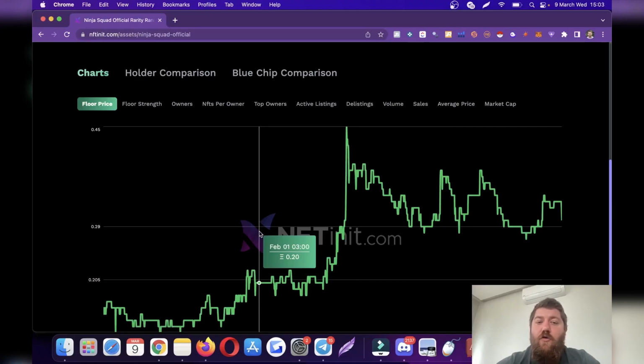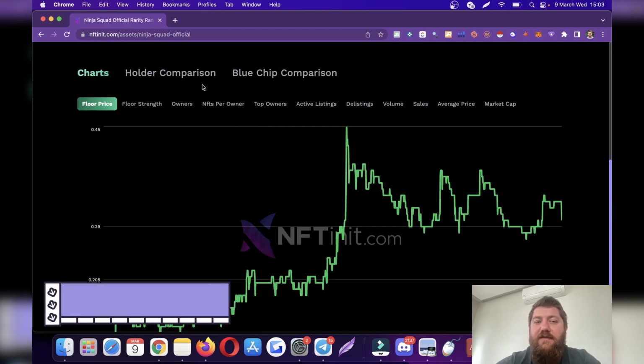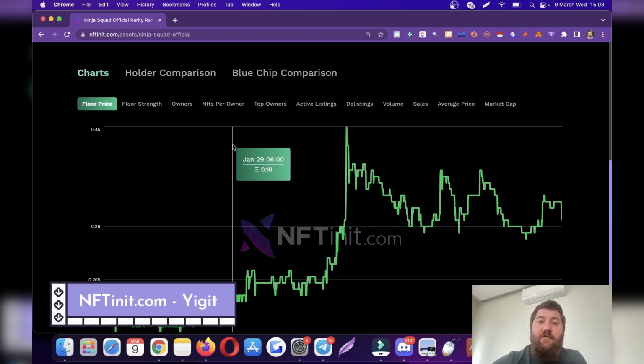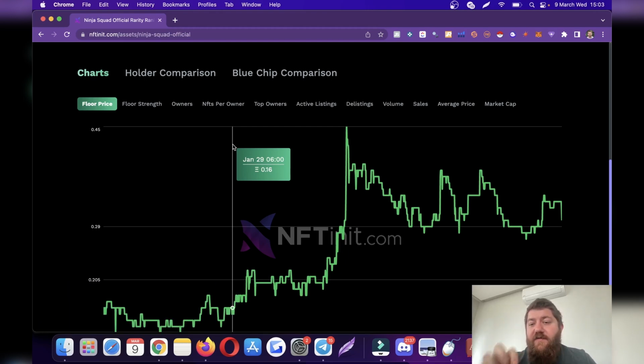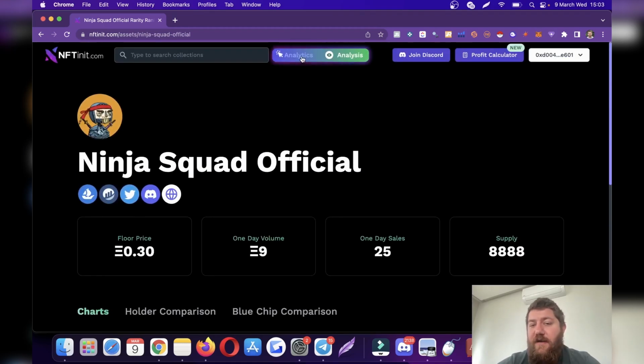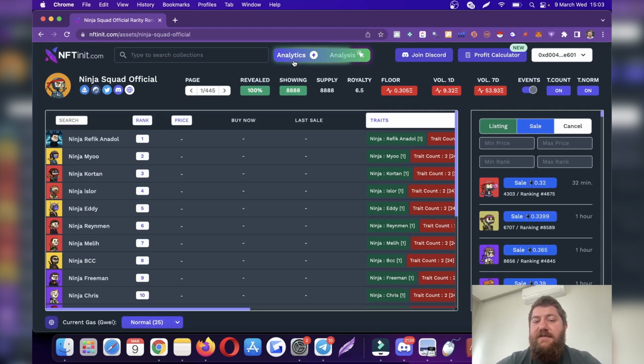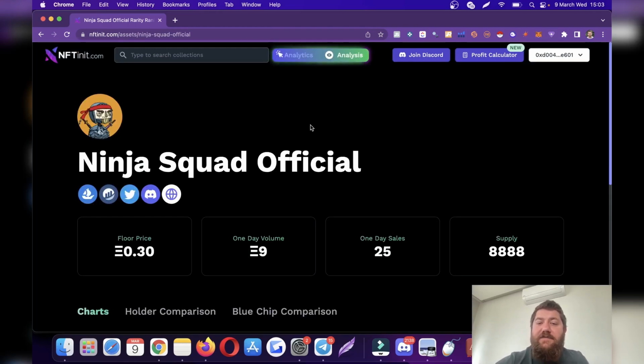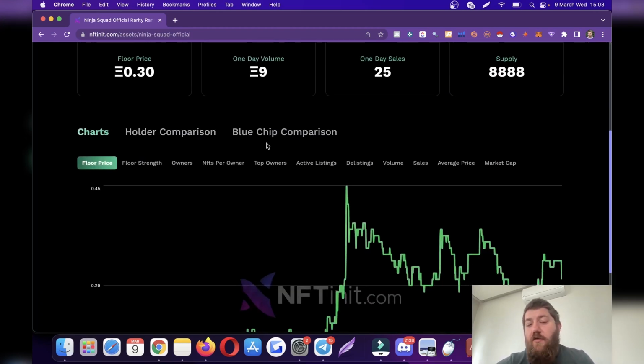Hey guys, I'm going to go over the wallet comparisons, holder analysis, and graphical charts that we have implemented on NFTinit.com. These are 100% for free for now. And actually we have implemented quite many graphics and comparisons in order to let you analyze NFTs in a more analytical way. You can access these features by switching to the analysis part. So basically if you click on analytics, it switches to the default page. And if you click on analysis, it switches to the charts and holder comparisons.